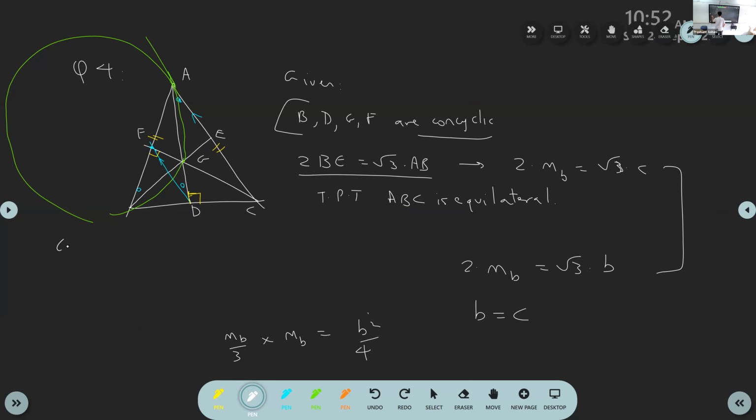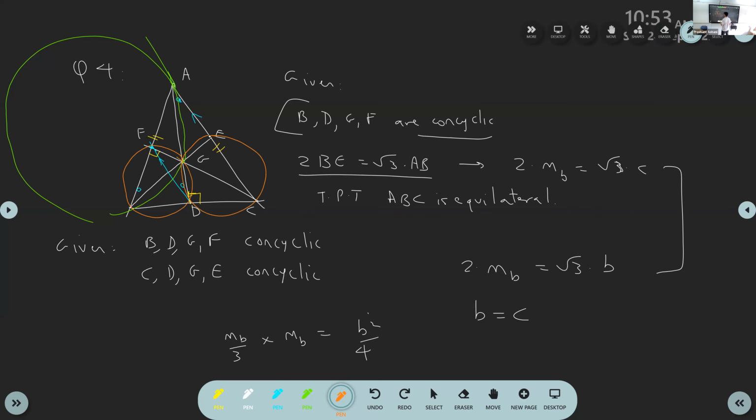So suppose given that, same as before, B, D, G, F are still cyclic, and also another set of 4 points, let us say C, D, G and the side. Suppose these two cyclic quadrilaterals are given. Does that lead to an immediate conclusion?